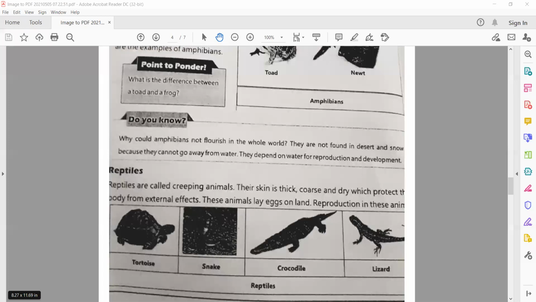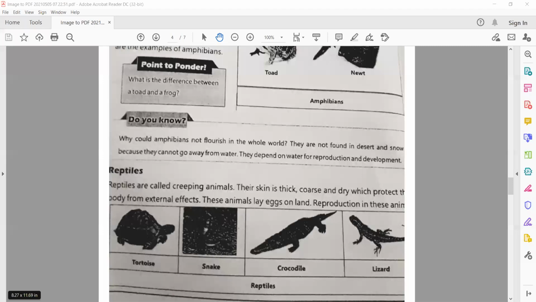And another thing, some reptiles live in water, some reptiles live on land. Look at the example of the crocodile. Crocodile can live in water, and lizard lives on land. They breathe through their lungs and lay eggs on land. Reptiles are also called creeping animals.